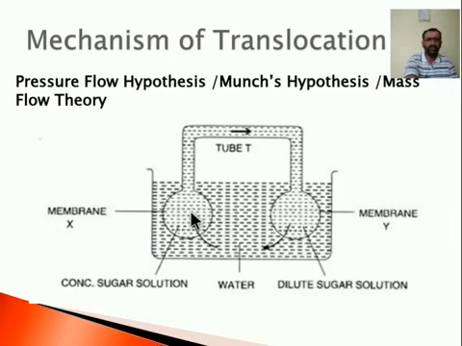Both osmometers are submerged in water. This system is put deep into a jar of water. After that, X corresponds to the mesophyll cell in the leaf, the supply end, and Y corresponds to the root, the receiving end. This is the mesophyll cell, and this is the root.